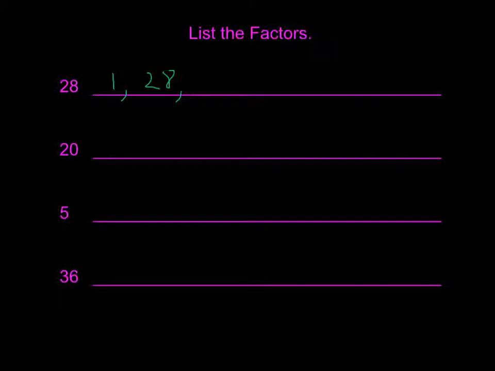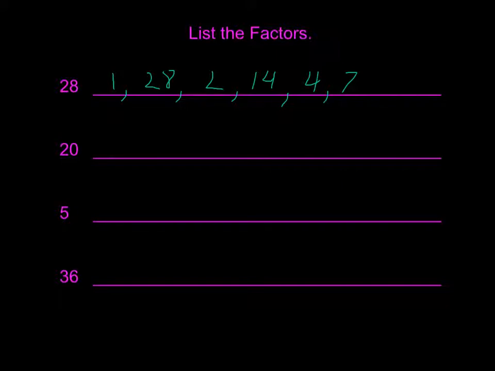We also have 2 times 14. We also have a 4 times a 7, which would equal 28. And well, we don't have any 5 times anything, or 6 times anything, or 7 times 7. That hits it. So we're going to stop, and we're going to go down to the 20.